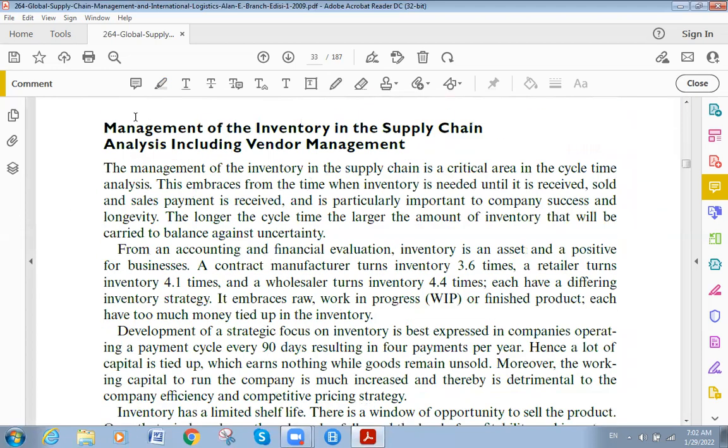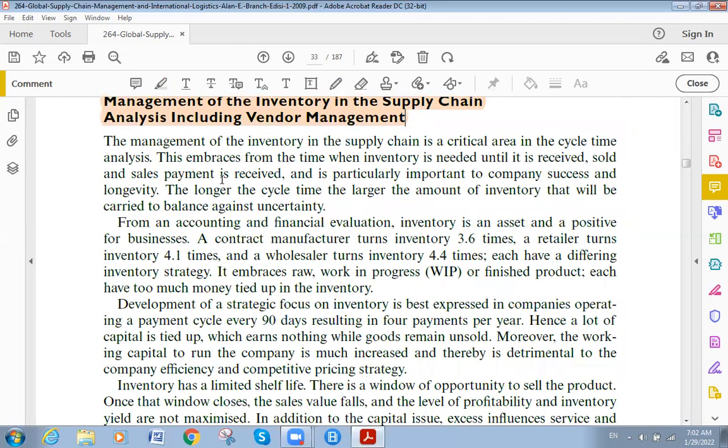We will talk about the management of inventory in the supply chain analysis, including vendor management. Managing inventory is very important because you have to know the economic order quantity and when you have to ask for replacing the exhausted stock and bring another new stock.